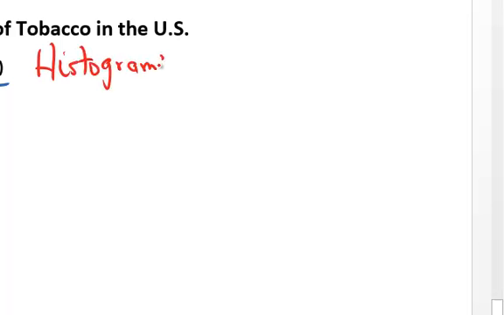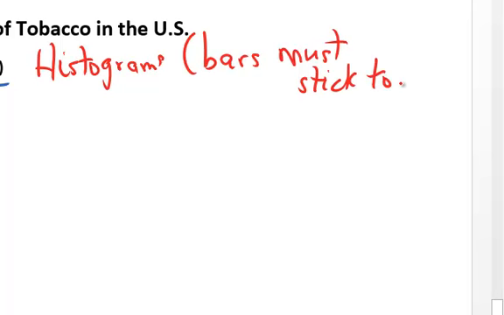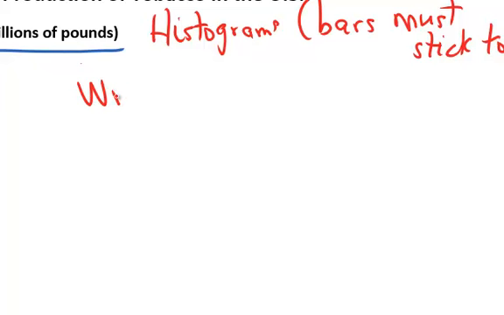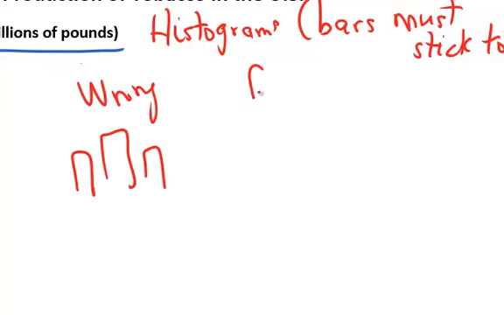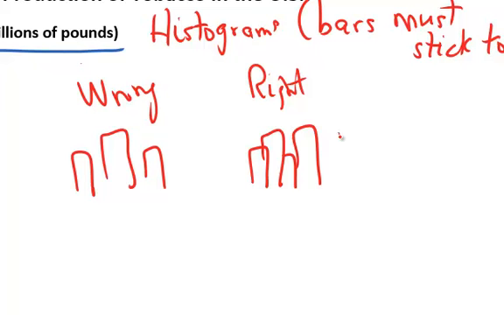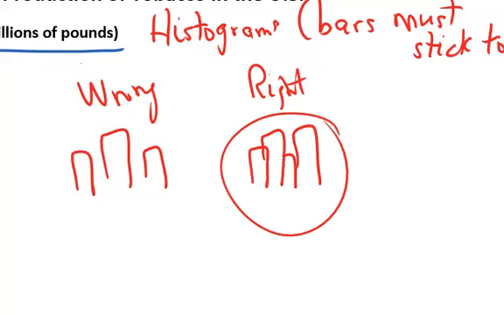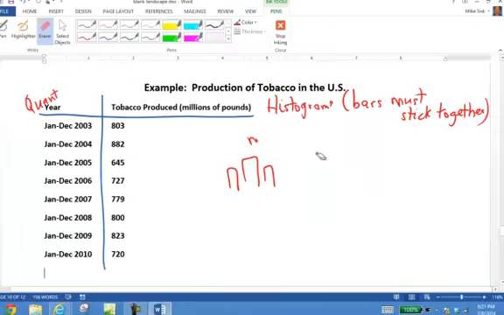they're going to look like bars, but here's the deal. The bars must, I'll use the phrase stick together. The bars cannot be separated. Here's an example of what would be wrong for a histogram where they're separated. Here's what would be correct. Notice how the bars are right up against each other. That's the way you want to do a histogram. They've got to be grouped together.